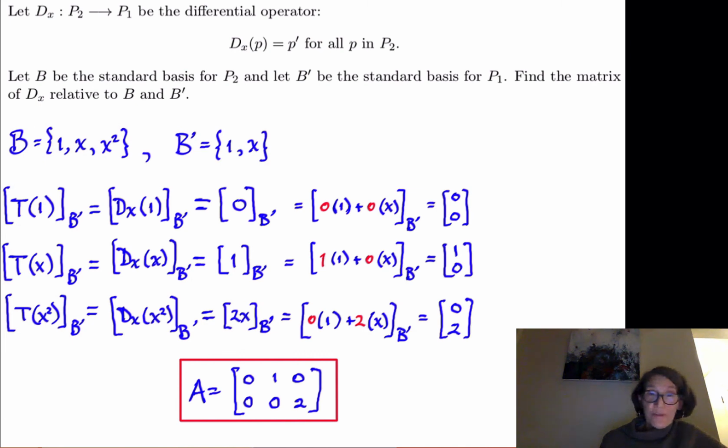And you can check to make sure that this is actually the differential operator by just taking any old polynomial in P2, find its coordinate vector relative to the standard basis for P2, multiply that coordinate vector by the matrix A, and see if you get the coordinate vector relative to the standard basis for P1 of the derivative of the polynomial you started with. All right, so try that, and I'll see you in another video.